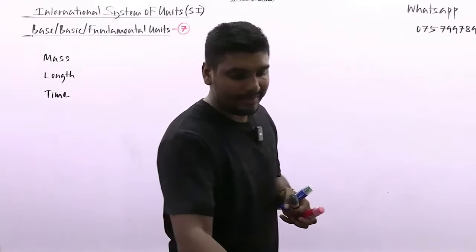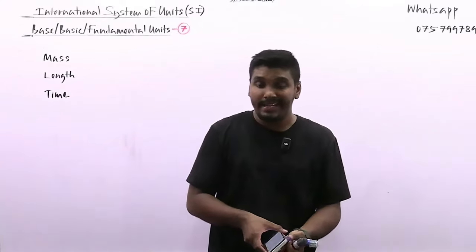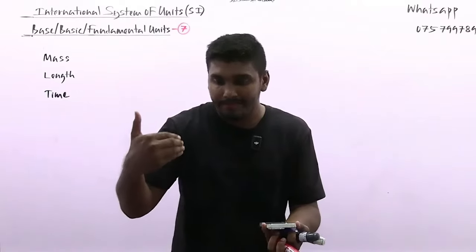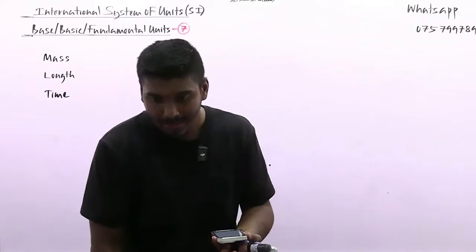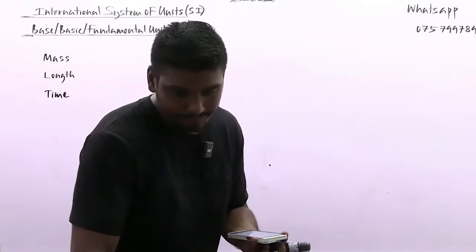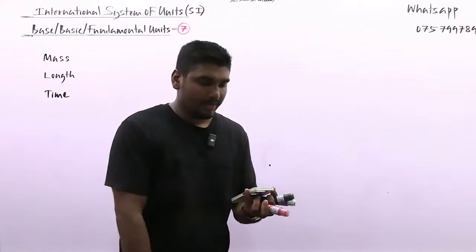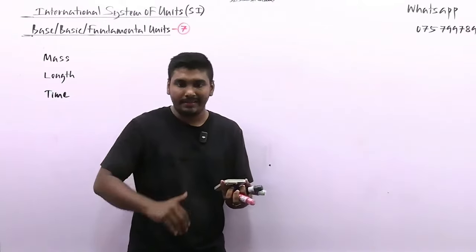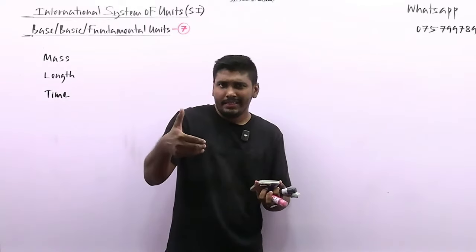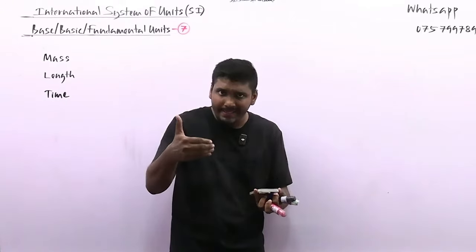Write down the next 4. Any guesses? What are the next four basic physical quantities? Mass, length, time, and what else? What are the other possible physical quantities which should fall under basic quantities?